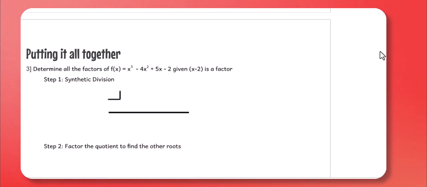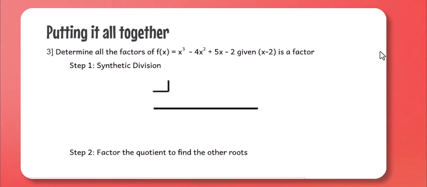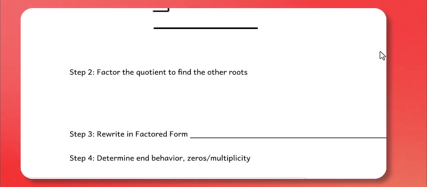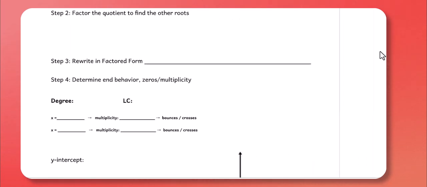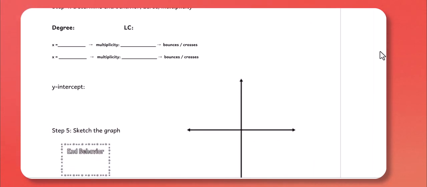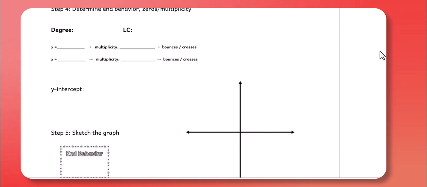We're going to put all this stuff together by going through the synthetic division, factoring and finding the other roots, rewriting it in factored form, then going through to put together a sketch of this. Now we're going to add one other layer to this now, and that is the y-intercept. And remember, the y-intercept is always going to have the coordinate 0 some number, because the x value will always be 0. So whether you plug 0 into the original polynomial or you plug 0 into the factor form, you will get the same answer.